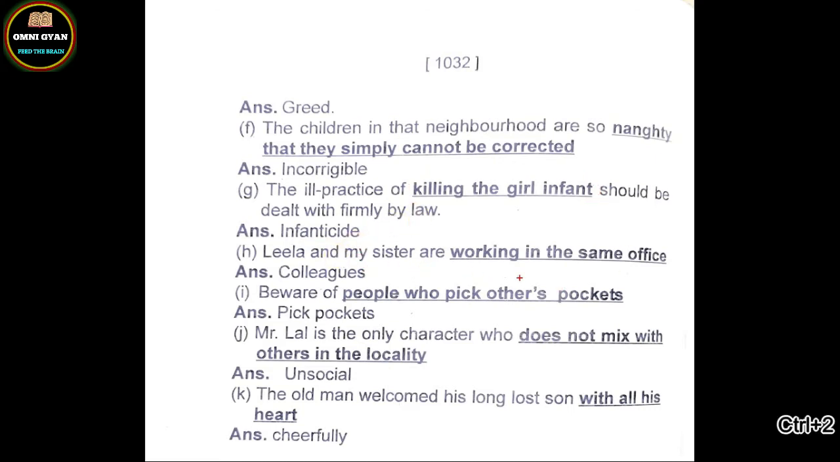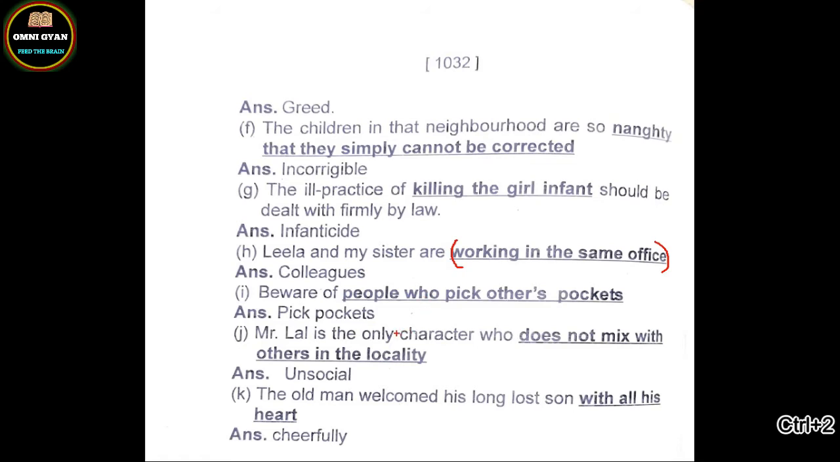Leela and my sister are working in the same office. Okay, so working in the same office means Leela and my sister are colleagues. Working in the same office is replaced by the word colleagues. So Leela and my sister are colleagues. Write in a sentence. Beware of people who pick others' pockets. So this is quite easy. Beware of pickpockets. Those who pick people's pockets are known as pickpockets.